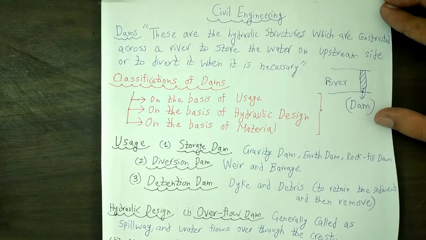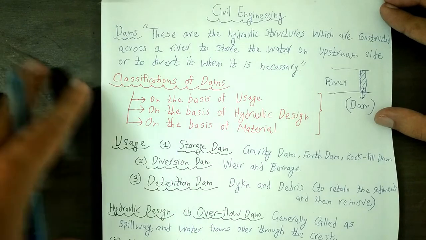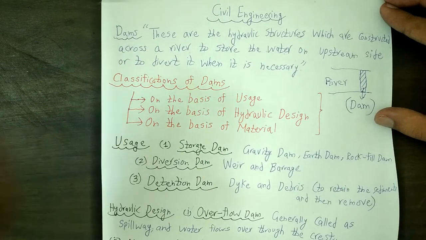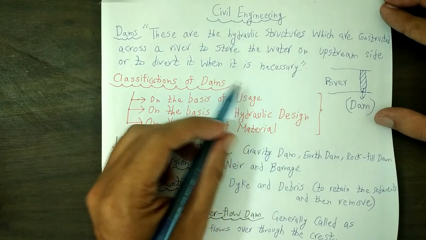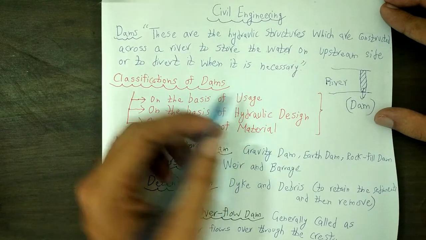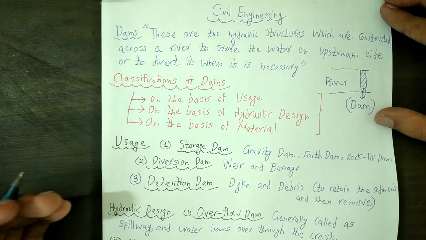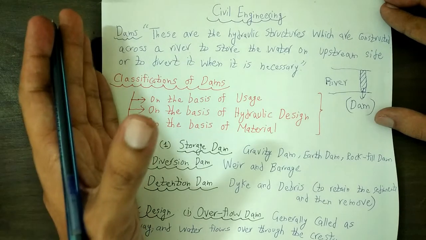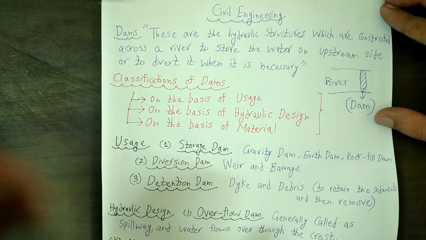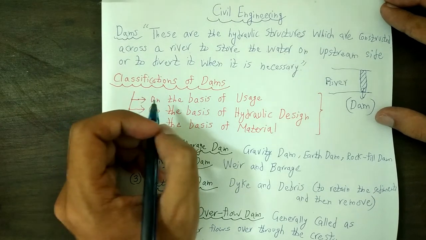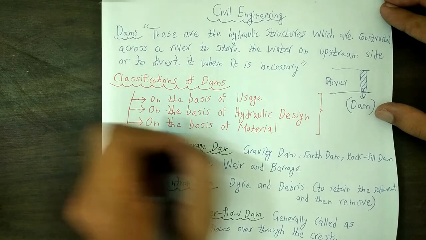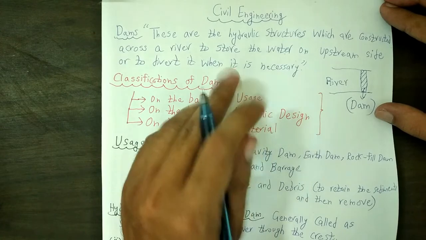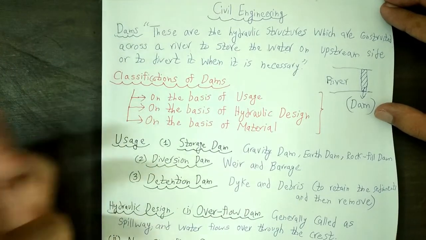Next, if we discuss the classification of dams, we can classify dams on three bases. First of all, on the basis of usage, that is, how we can use that dam. When we construct the dam, we know its usage, whether it is used for storage purposes or for diversion purposes, or there are different purposes. And secondly, on the basis of hydraulic design, that is, which kind of hydraulic design is followed in the construction of the dam.